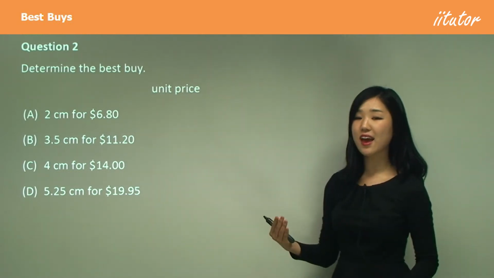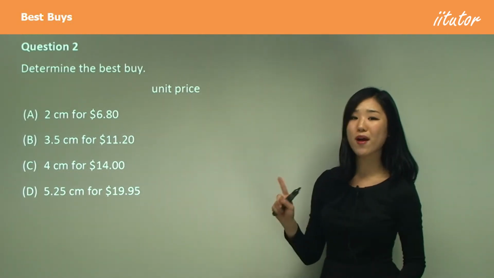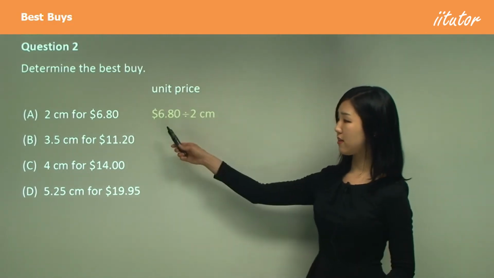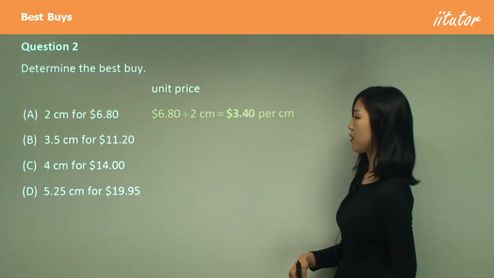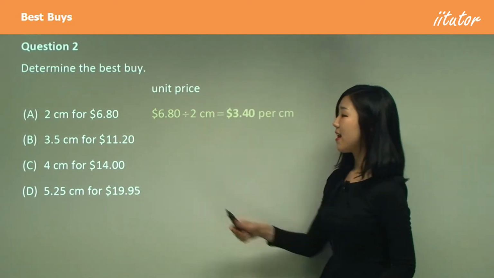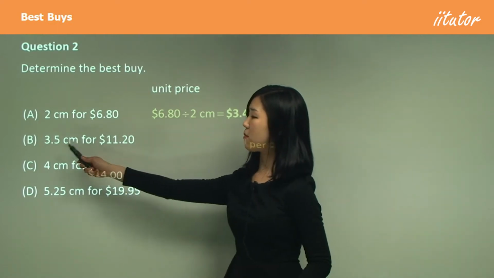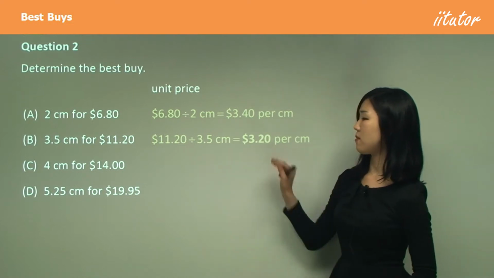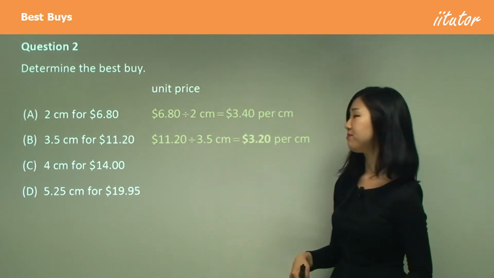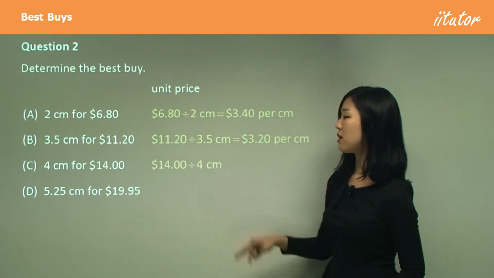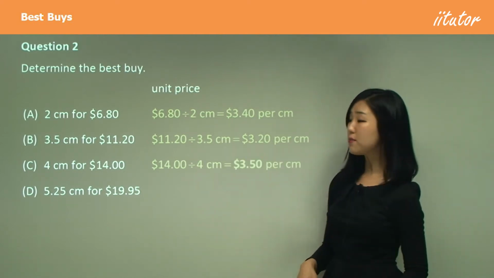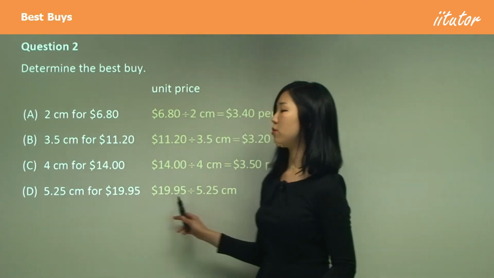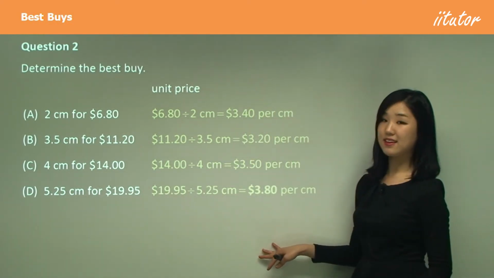So let's again calculate the cost per 1 centimeter. For the first one, I'll divide by 2 centimeters. So $6.80 divided by 2, and you should get $3.40 per 1 centimeter. Same thing, divide the price by the number of units. So divide it by 3.5 centimeters, which gives you something like this. Just calculate it using your calculator. This one, 14 divided by 4, gives you $3.50. And the last one, simply divide the price by the number of units and get $3.80 per 1 centimeter.